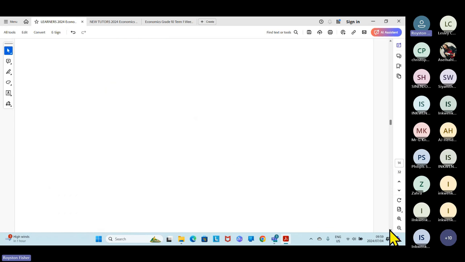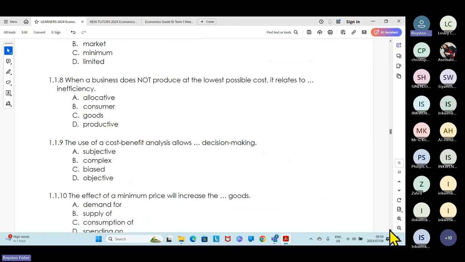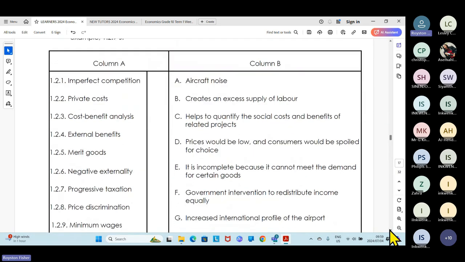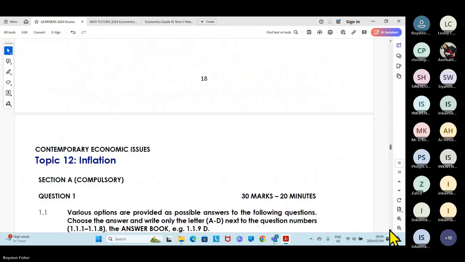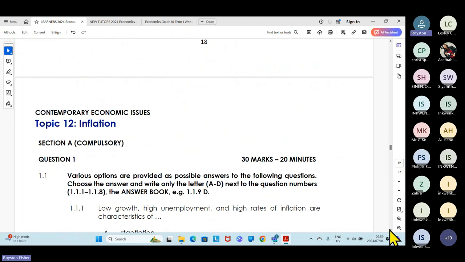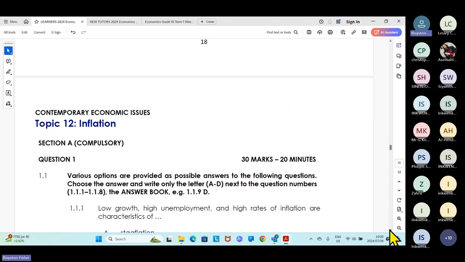That's it. Then from me, there is market failures as well. So there's quite a few questions that you can go through as well as contemporary economic issues for those schools that have started with this particular topic. And of course, this is going to help the learners preparing for this particular question as well. And then I think they have attached essay questions as well, worked out essay questions. I just want to quickly touch on that.